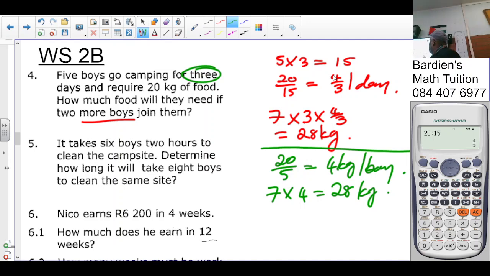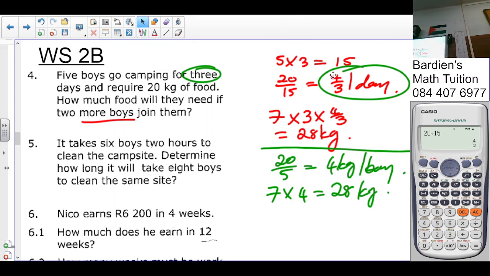Then you needed to know what one child consumes per day. Okay? So this one is fairly easy. The one in green works here. However, if we change the days as well, then we'd have to work out as we have in the red there. Alright. Do you guys understand?